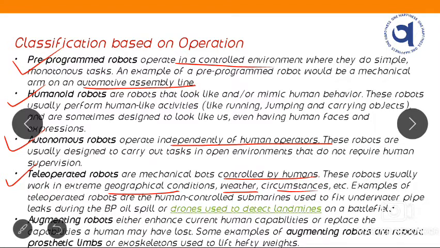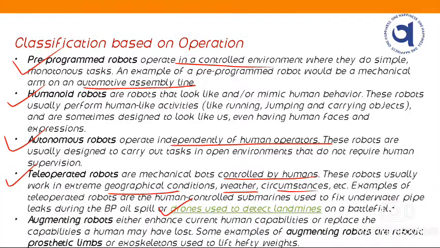Teleoperated robots are used, for example, in drones to detect landmines. So we have to provide the information on what to do, like detect landmines, and it will travel and find them.